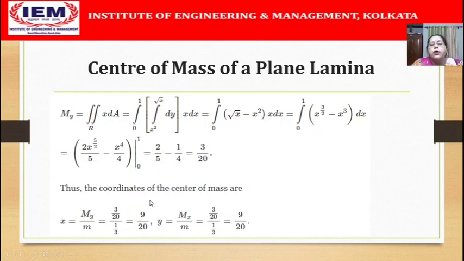So now the coordinates of the center of mass are given by x bar equal to My by M.